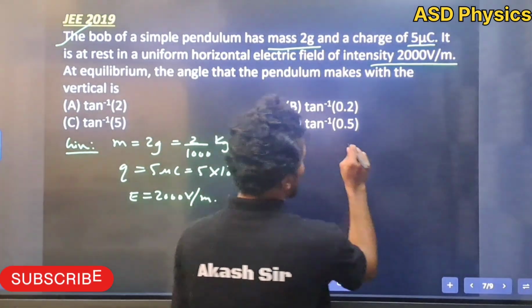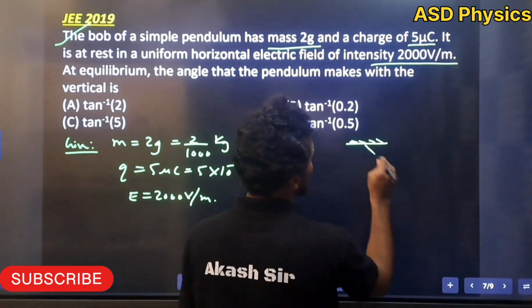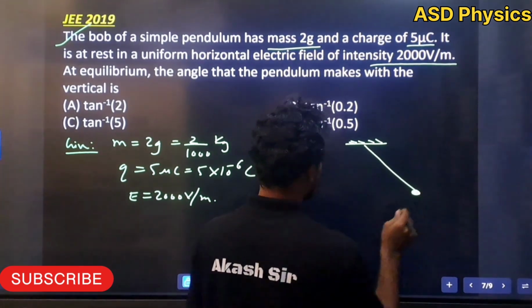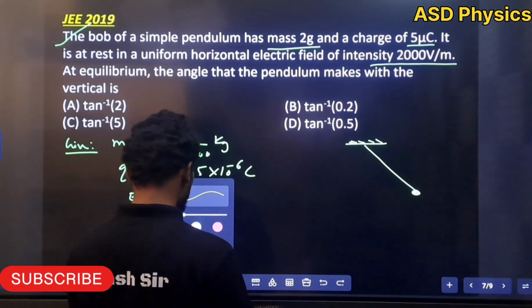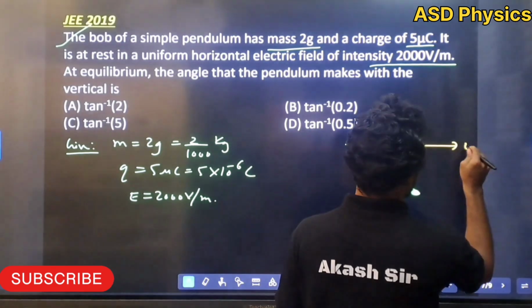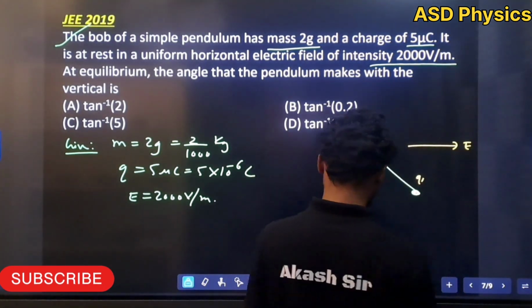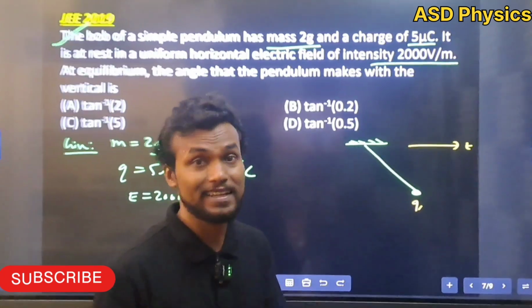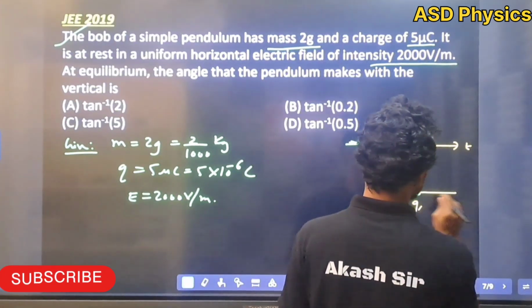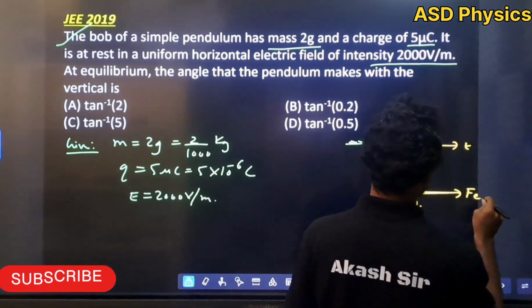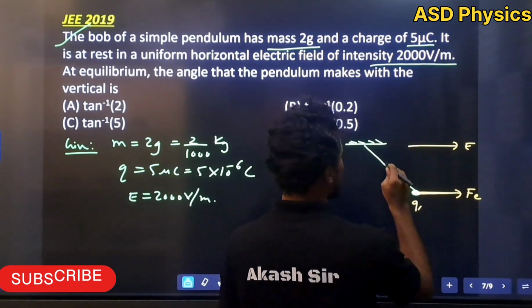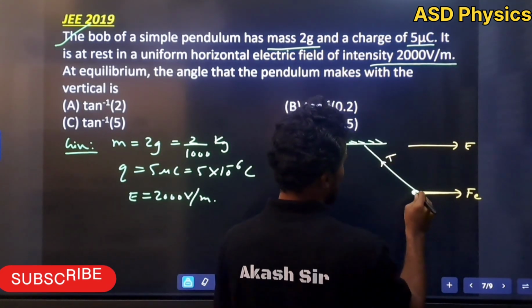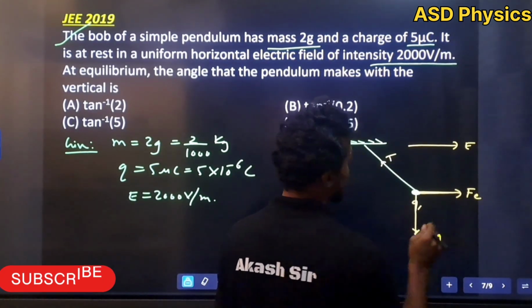Now, students, this is the situation here. The electric field is in this direction. If the bob is positive, it will experience a force in the direction of the electric field. So see, this is the electrostatic force in the direction of the electric field, this is the tension, and the weight mg will act in the downward direction.